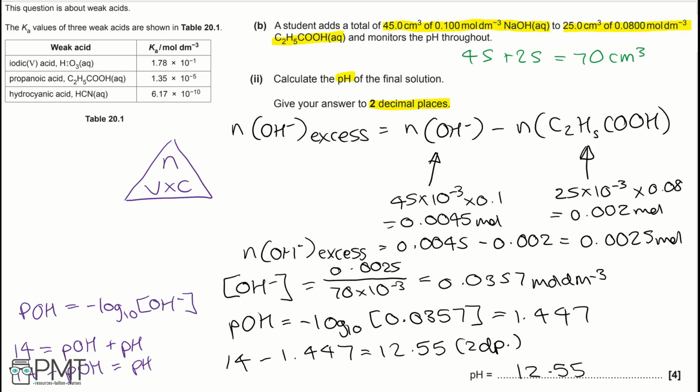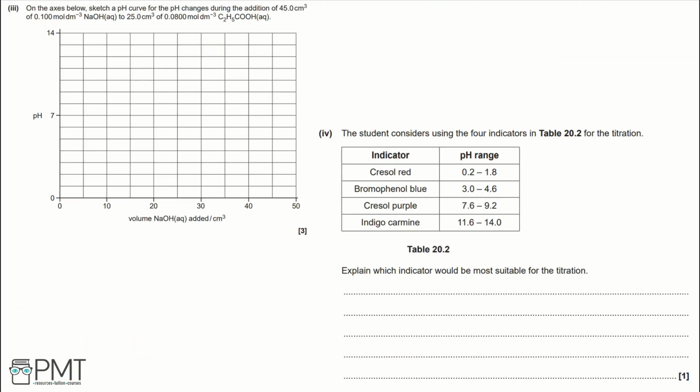Part 3. On the axes below, sketch a pH curve for the pH changes during the addition of 45 centimetres cubed of 0.1 moles per decimetre cubed NaOH aqueous to 25.0 centimetres cubed of 0.08 moles per decimetre cubed C2H5COOH aqueous. So this is the pH curve of a strong base, weak acid titration. So that means our pH is going to start at around 3. We're going to have our 2.98 start.